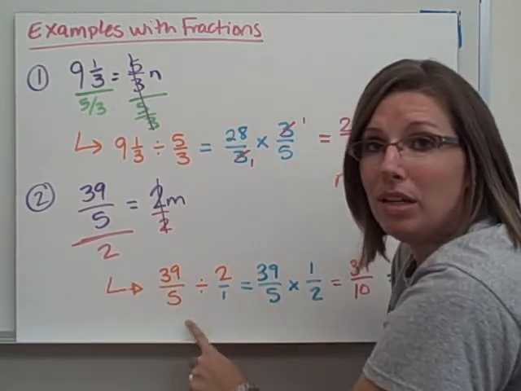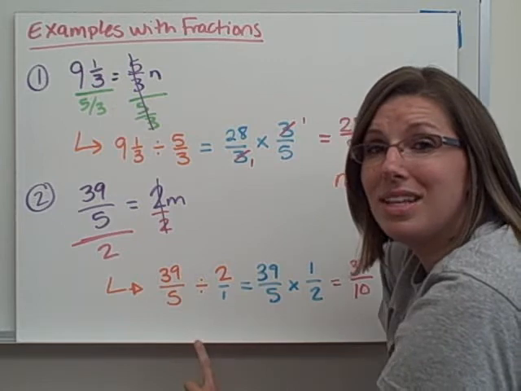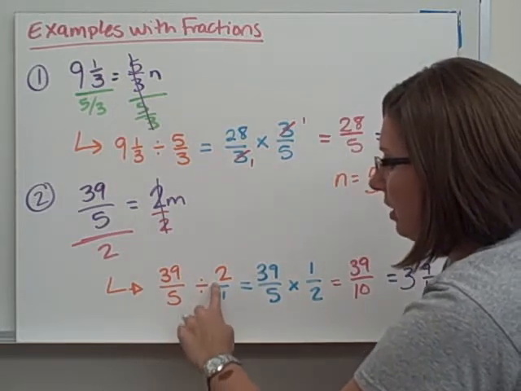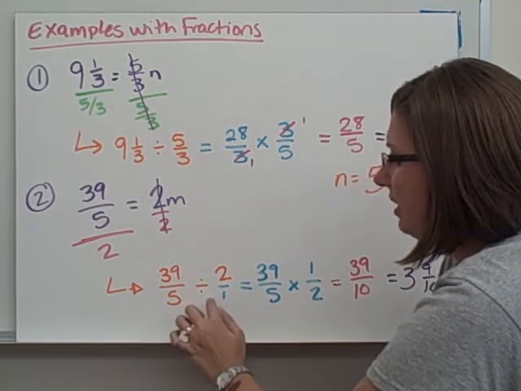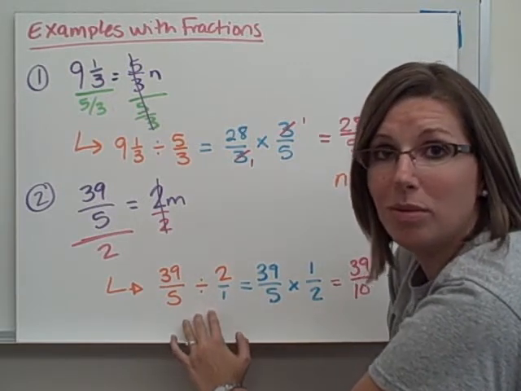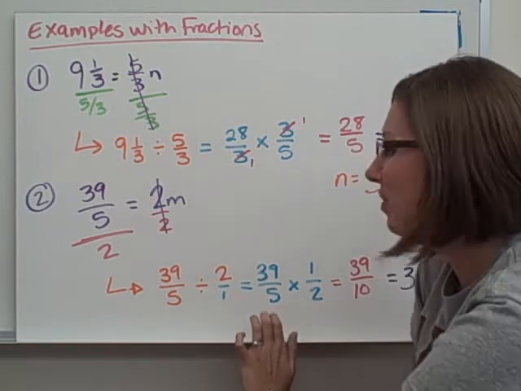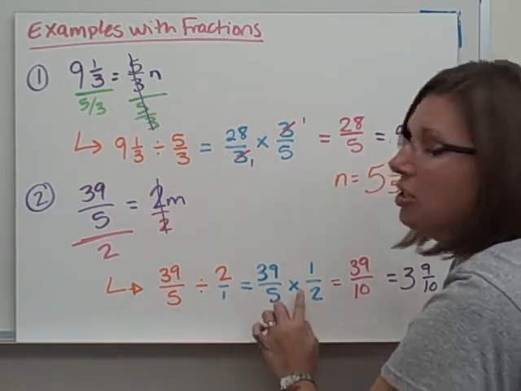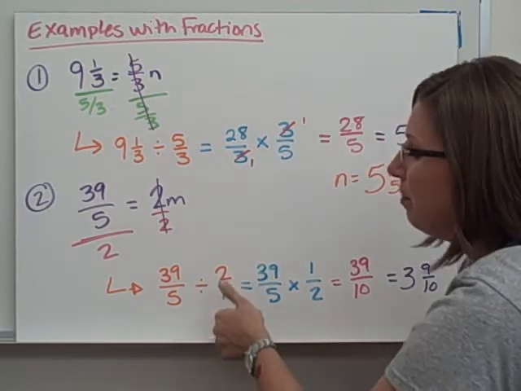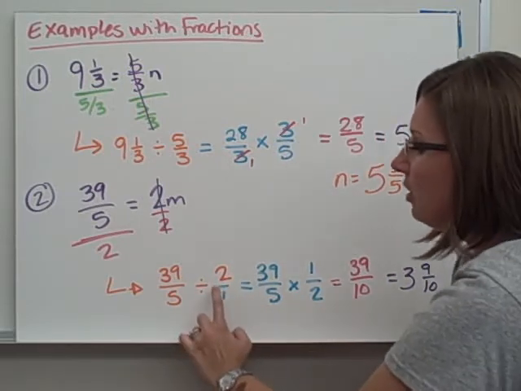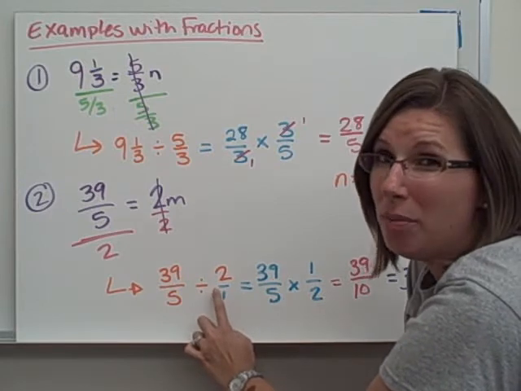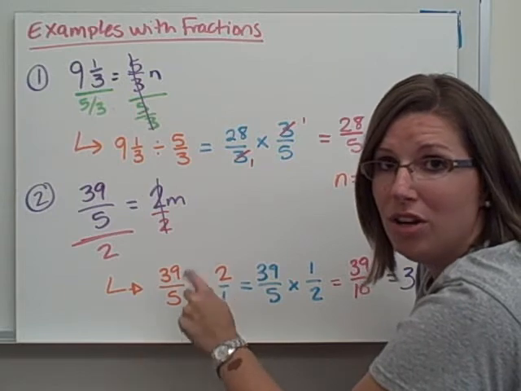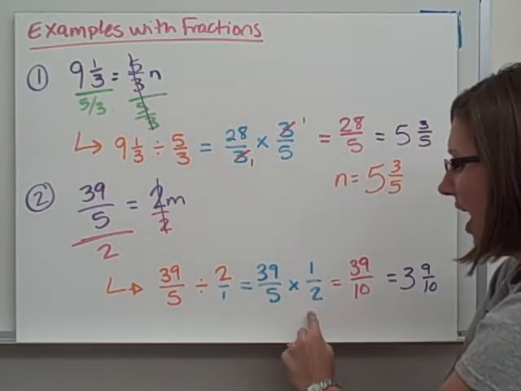Again, I rewrote it horizontally so that it's easier to understand. 39/5 divided by 2. Well, I need to change this division of fractions problem to a multiplication of fractions problem. Keep the first fraction the same, change division to multiplication, and then flip the second fraction. This was a whole number, so to make it a fraction, I just put a 1 underneath it, and then I flip it over, so 2/1 becomes 1/2.